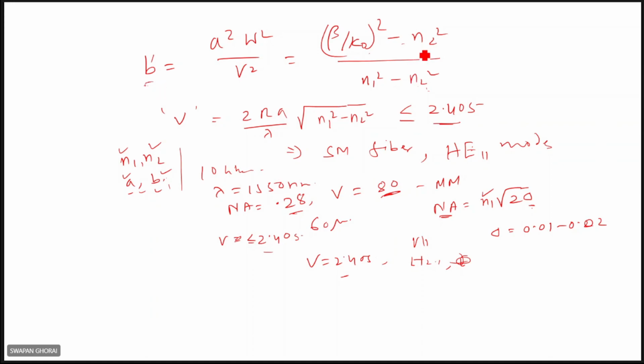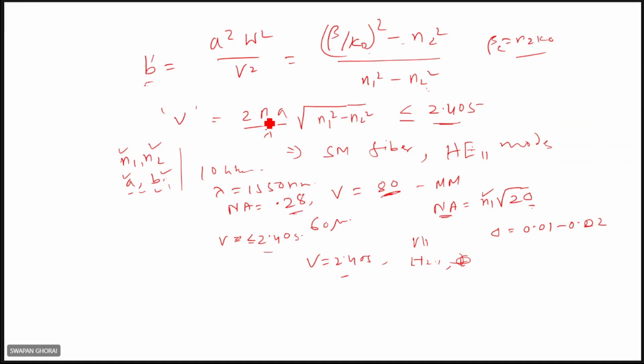Here also you can see the cutoff condition: when B equals 0, the mode will be cut off. B equal to 0 means beta equals beta C equal to n2 k0, the same way we have seen earlier. So in this way also we can get the mode cutoff condition. Normalized propagation constant 0 means beta C equals n2 k0. Right.